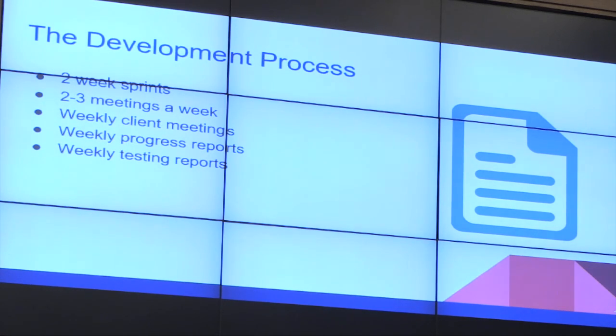To briefly talk about the development process, we made use of Scrum, which is an agile methodology. We had 2-week sprints. We met a minimum of 2 times a week as a formal Scrum meeting. We tried to have 3, which is what we generally did have. We met with our client, Cassandra, on a weekly basis.